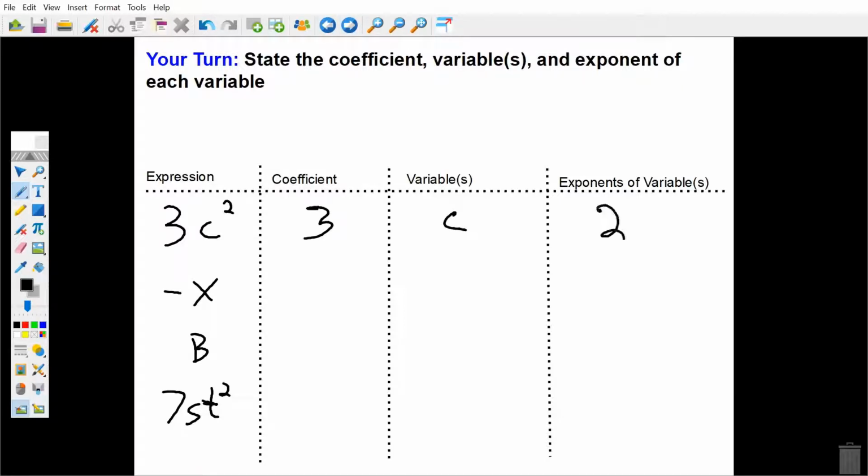3c, exponent of 2. Negative 1, x, an exponent of 1. 1 is the coefficient, b is the variable, 1 is the exponent. 7 is the coefficient, the variables are s and t, and the exponents are 1 and 2. Hopefully you got that all correct. Next question.